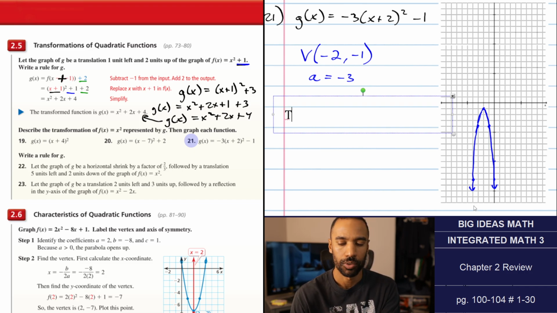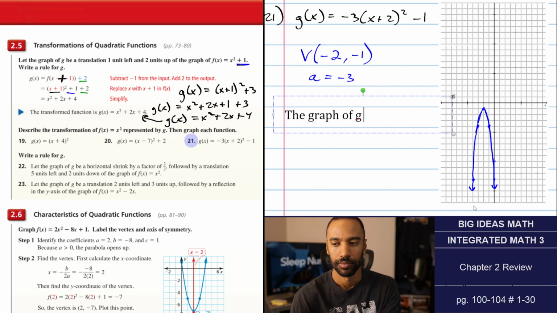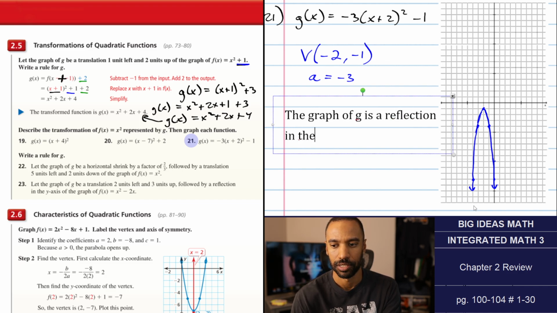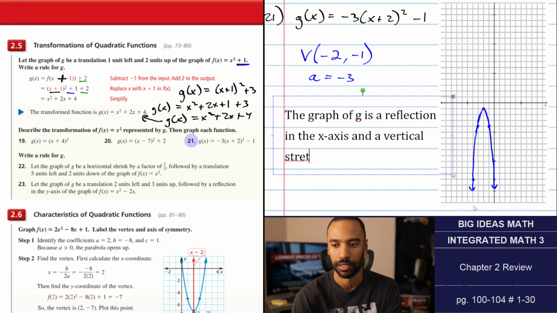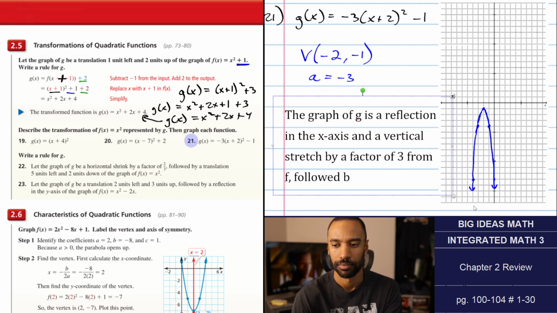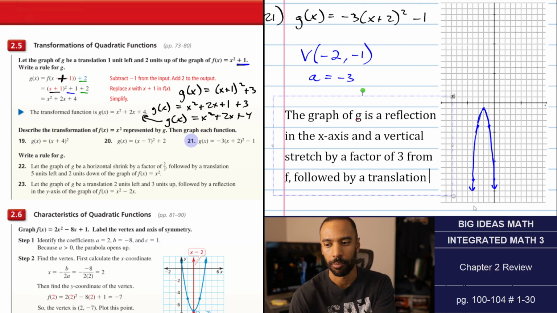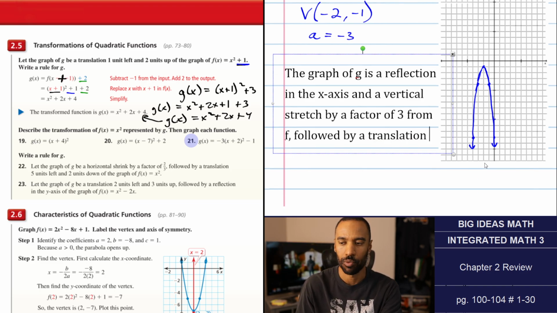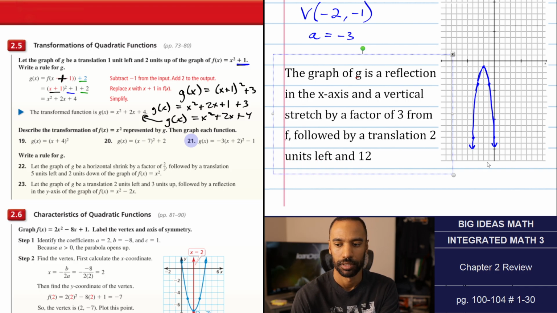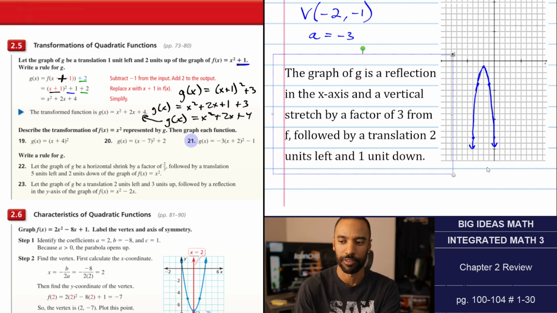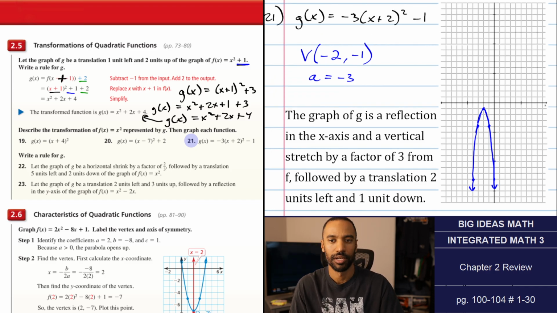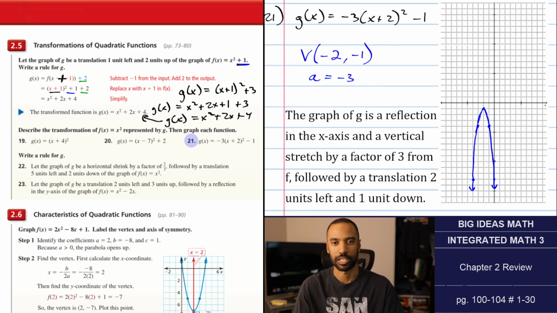So the graph of g is a reflection in the x-axis and a vertical stretch by a factor of 3 from f, followed by a translation. This is everything. Followed by a translation, 2 units left and 1 unit down. Keep in mind we should do the reflection and stretch before we actually do the translation, even though I graphed it with the translation in mind first. That's my table's graphing format, and there you have it.